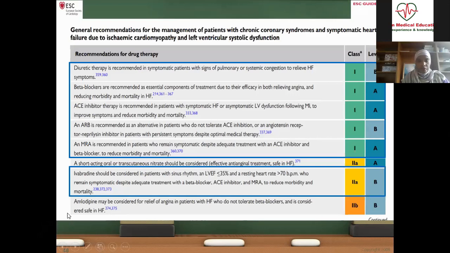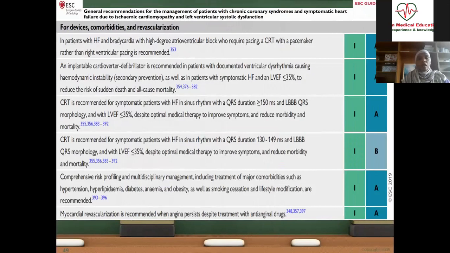the other recommendation from the guideline that I would like to emphasize, class 2A, ivabradine, as you know, should be considered as a class 2A recommendation in patients with sinus rhythm with LV ejection fraction of 35 or less and a resting heart rate of more than 70. So this is the pre-existing guideline. Just want to remind the audience. Again, this is not an update, but this is the pre-existing guideline on device and comorbidity.